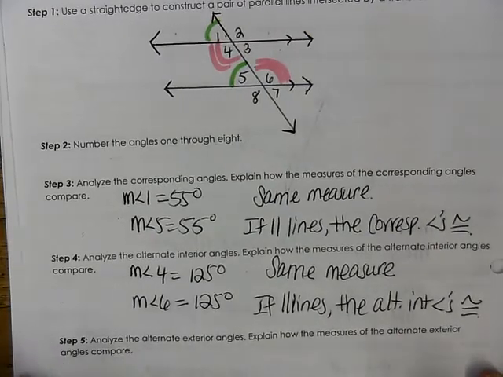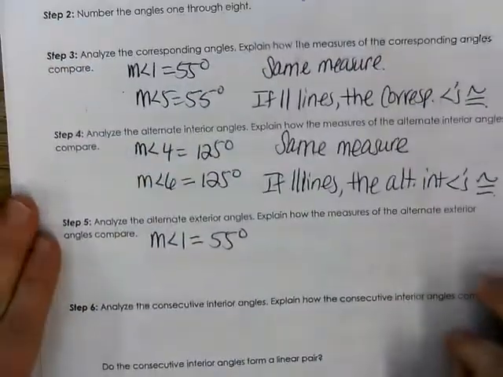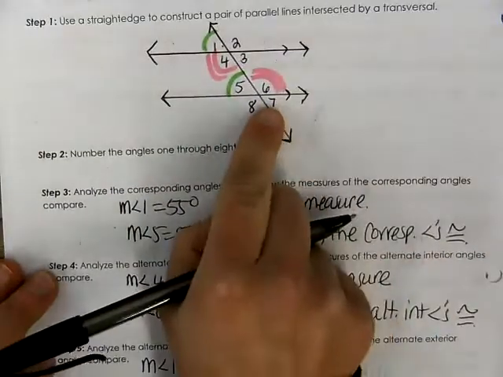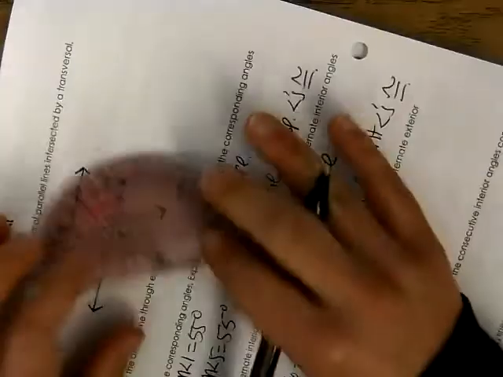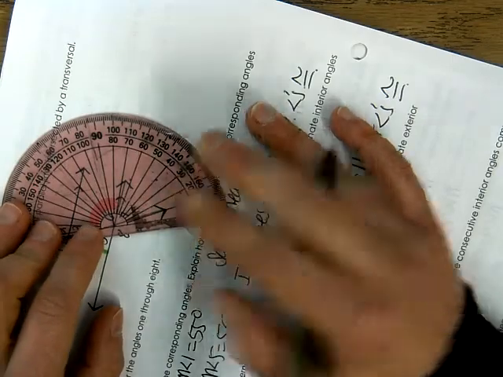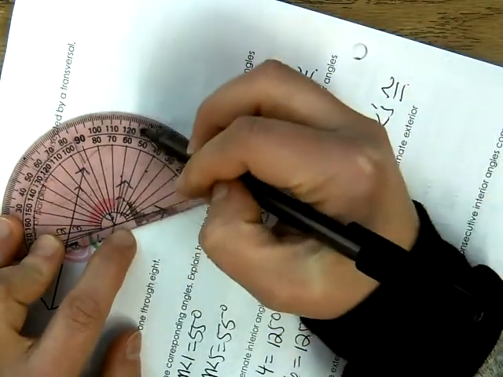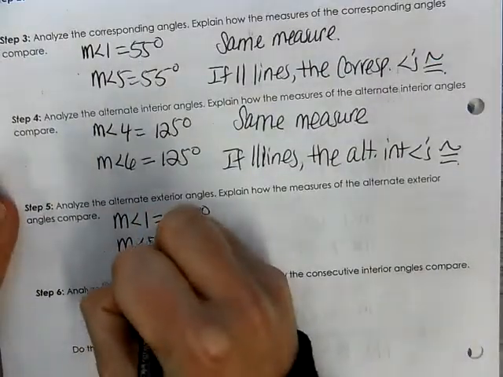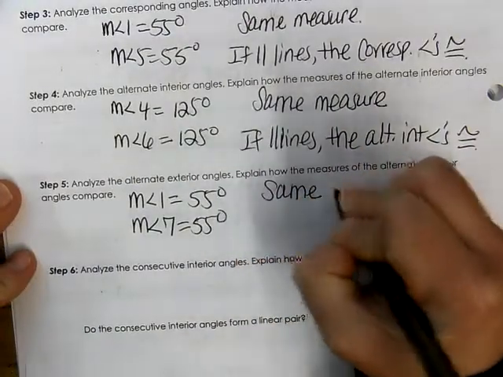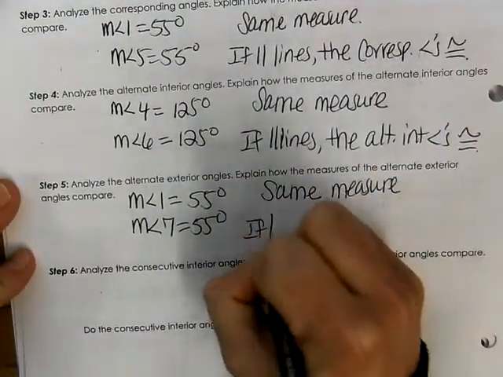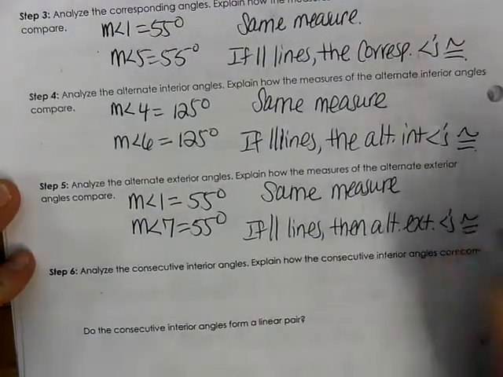Next, I'm going to look at alternate exterior angles. I believe that I worked with angle 1 and angle 7 last time. The measure of angle 1 is equal to 55 degrees. We've already measured that. Now I'm going to look at the measure of angle 7. We can probably anticipate that 5 and 7 have the same measure because they're vertical angles. But for this activity, we want to make sure that we are accurate, so I'm going to check. And yes, it looks like it's about 55 degrees. So the measure of angle 7 is equal to 55 degrees. How do they compare? They are the same measure. So we can say that if you have parallel lines, then alternate exterior angles are congruent.